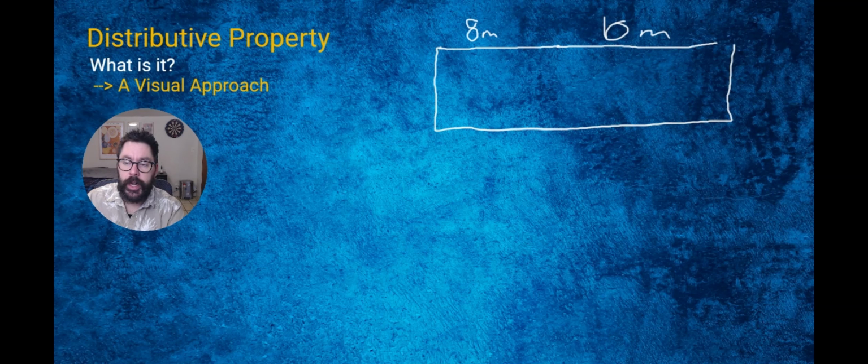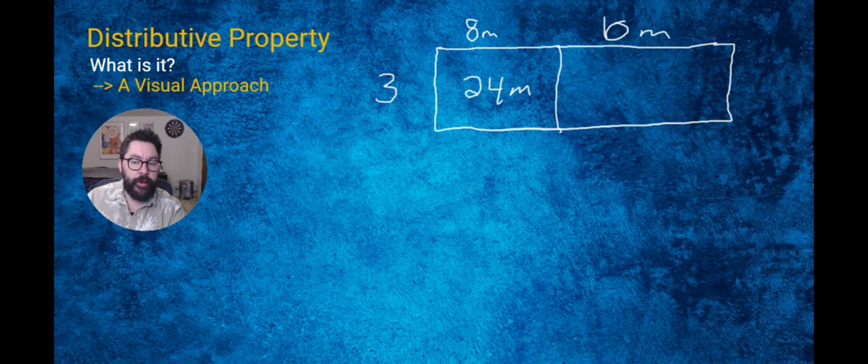So let's go ahead and separate this into the 2 different rooms. Okay. So you say, you know what? I want to make this house 3 times as big. So this first room is 8 meters, but we want to make it 3 times as big. So it's going to turn into 24 meters.